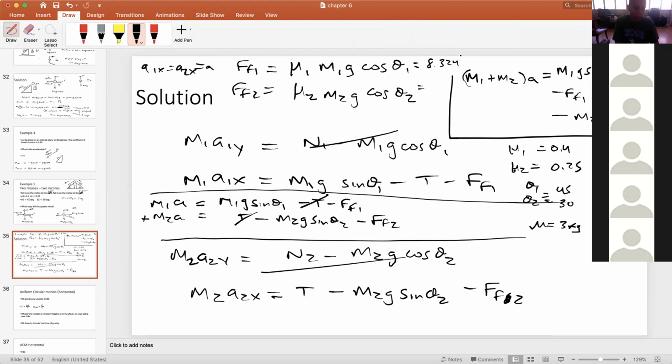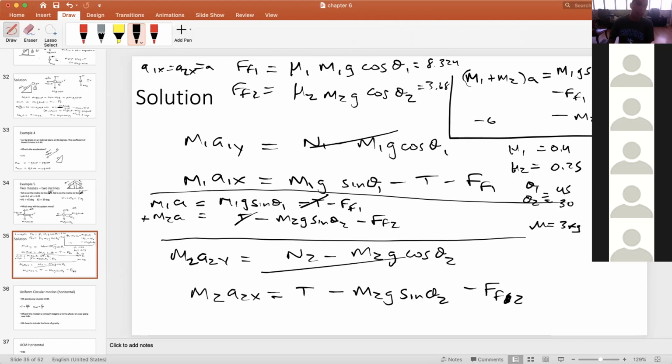0.25 times 3 times 9.81 times sine of 30 gives me 3.68, let's call it. And finally, M2G, 3 times 9.81 times sine of 30 is 14.715. This altogether is 12.04. And so we can see that this is going to end up being negative six-ish. So they're not going that way.